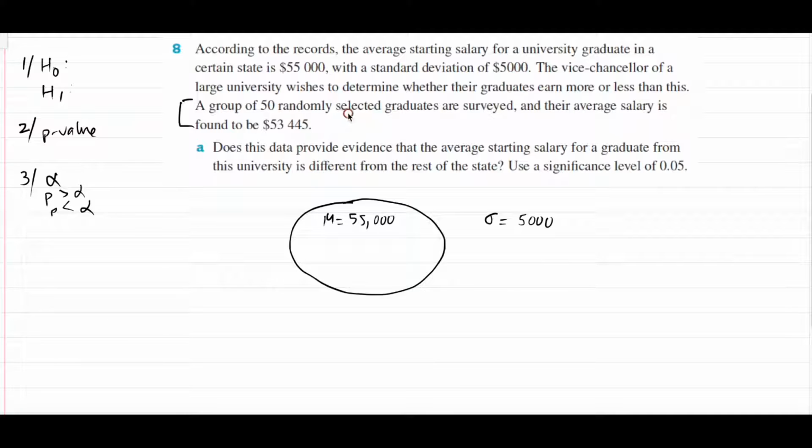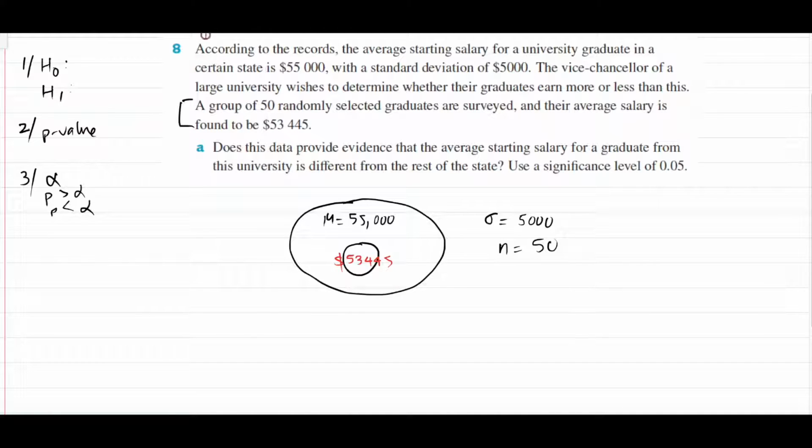A group of 50 randomly selected graduates are surveyed. So that means n equals 50. And the average salary is found to be $53,445. So you test 50 students in that population, and you found that the average salary is actually only $53,445. And we want to determine, is that 53,445, which is indeed less than 55,000, enough to say that the average salary for university graduates has changed? So that's why we do the hypothesis testing.